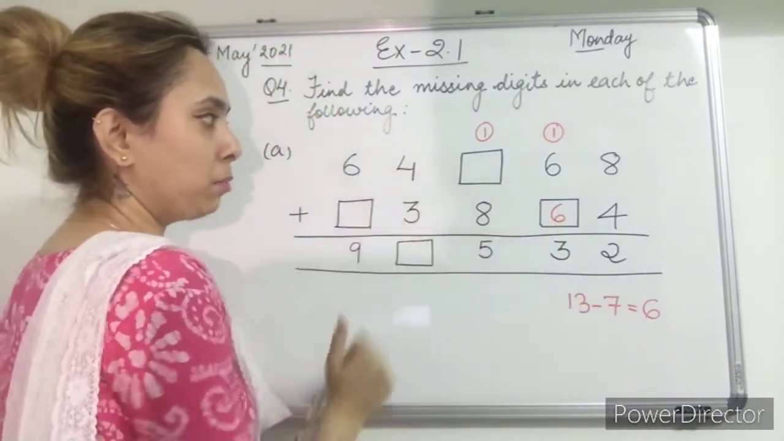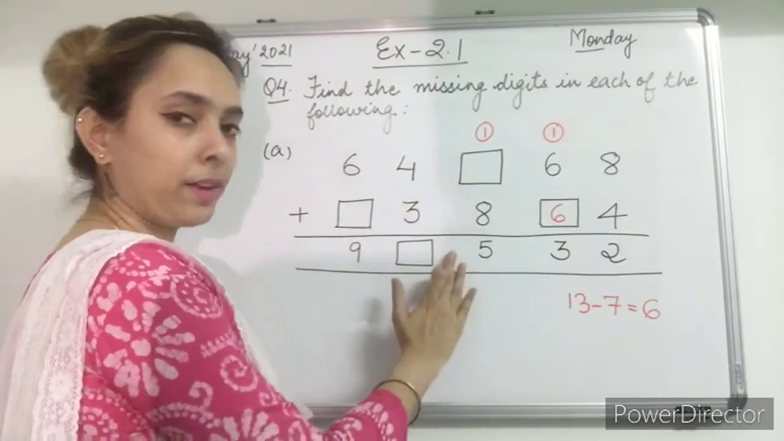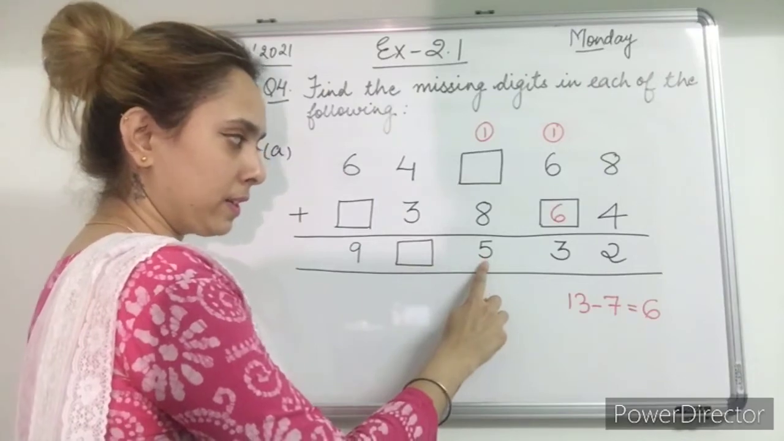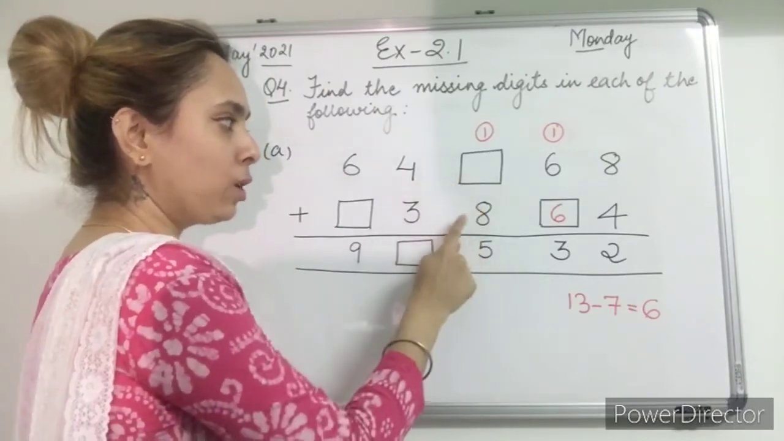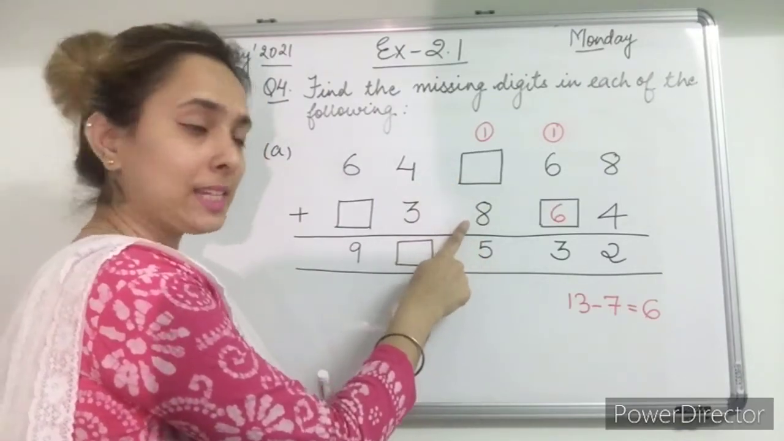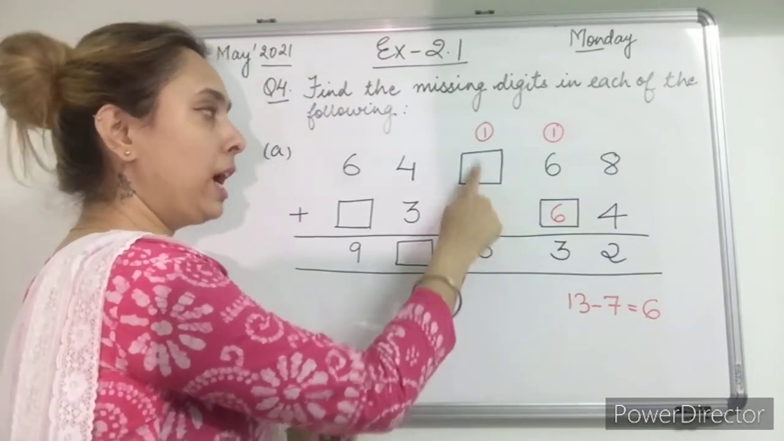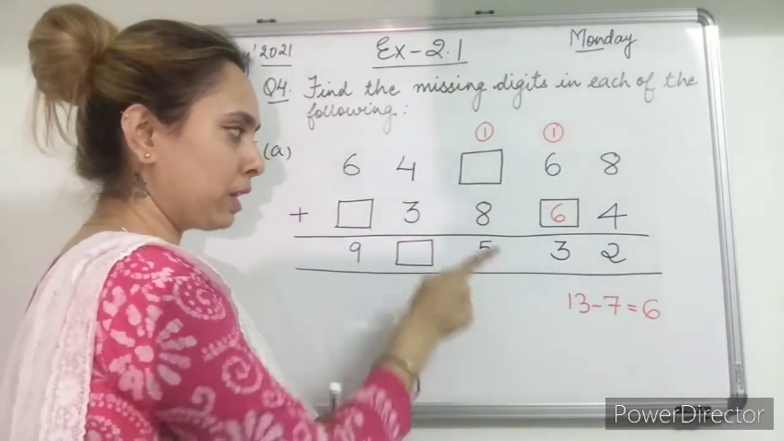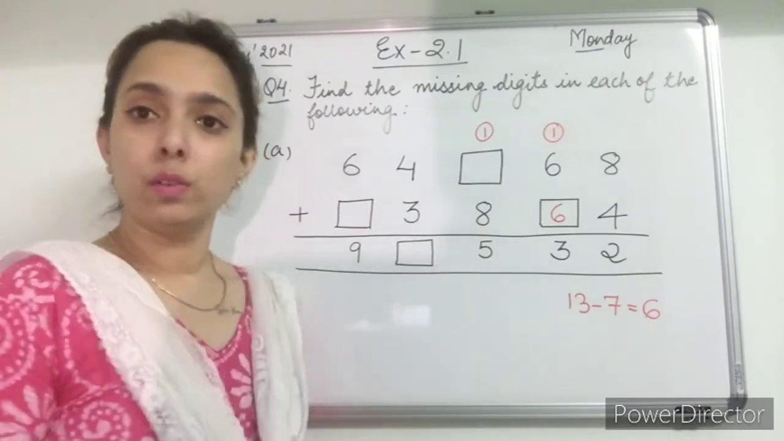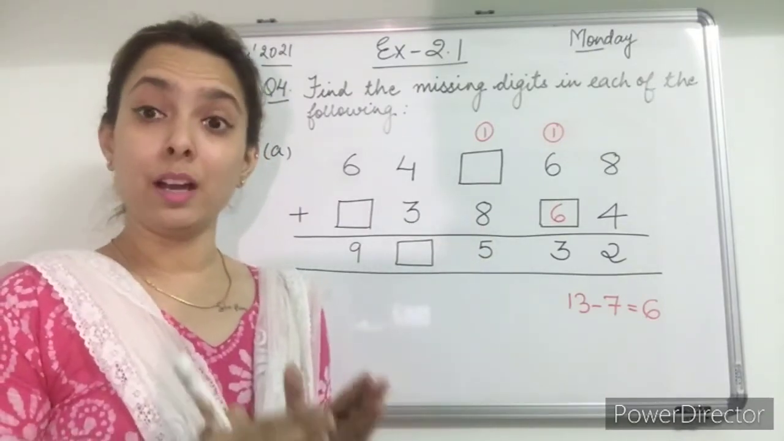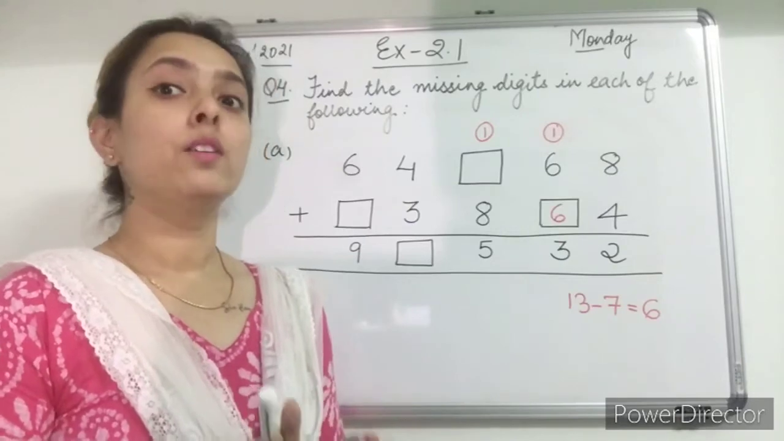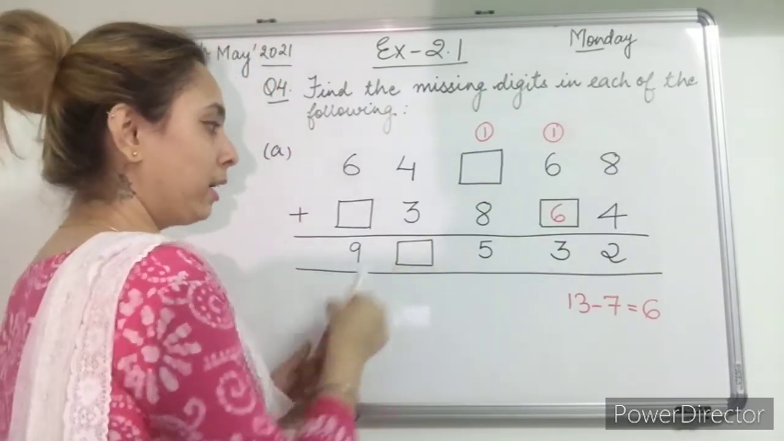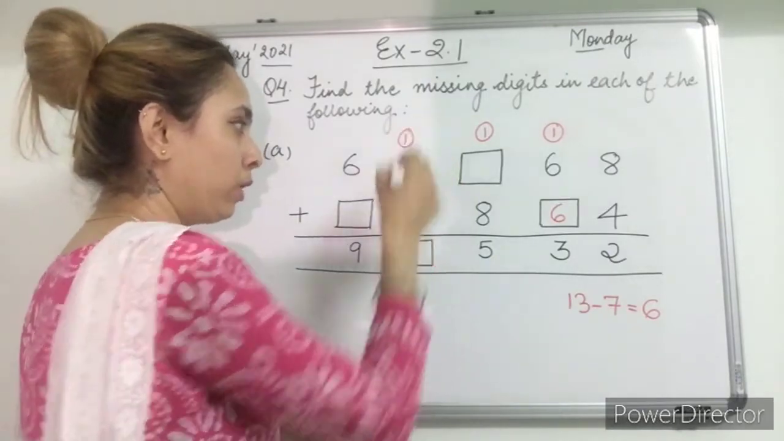Now next part, let's come to the hundreds place value. Here we can see that 5 is written, but in the addends, one addend is 8 and the other addend is missing, and the carried over is 1. Again we will follow the same step. 5 is not the answer, but the answer could be 15. So here 15 is the answer and 1 will be carried over.